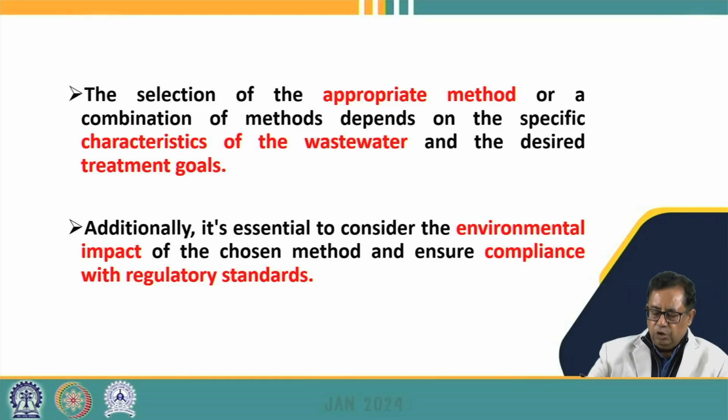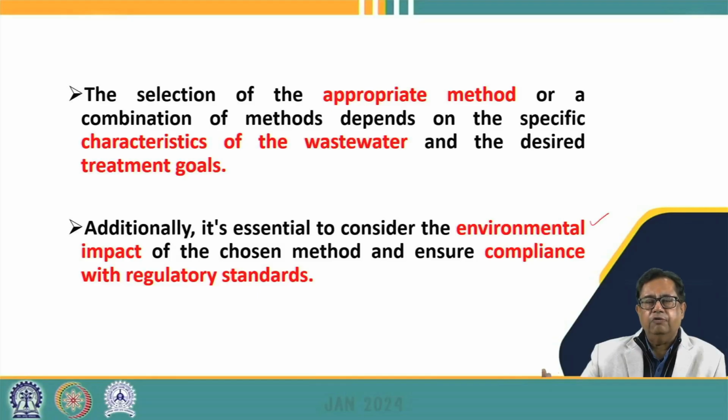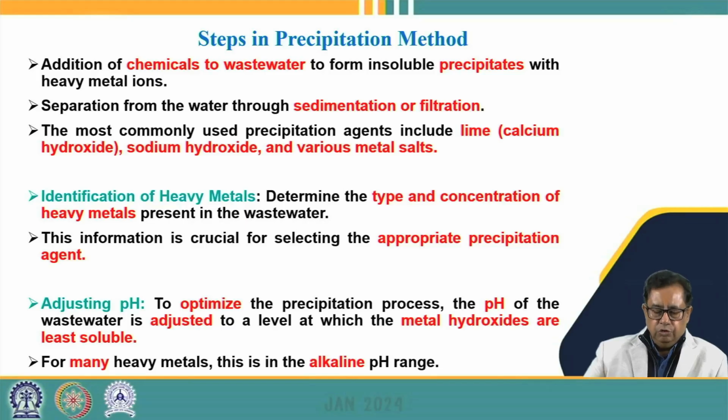And similarly, we have to also see that whatever methods we are using, they have no adverse environmental impact, and they should also comply with the regulatory standards. So when we go for the precipitation methods, the steps that we follow are generally adding chemicals to the wastewater so that precipitates can form with the heavy metal ions.